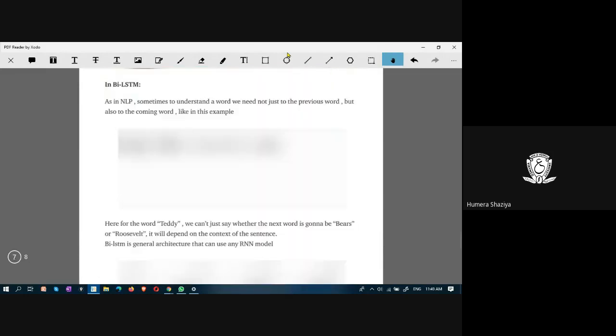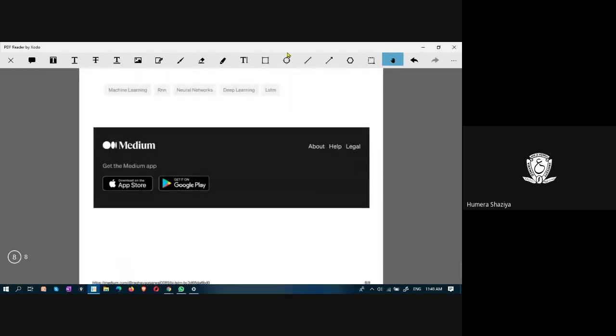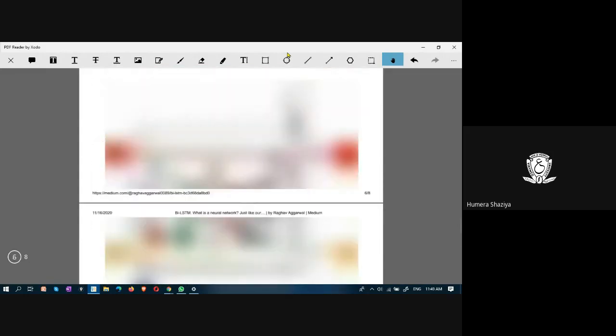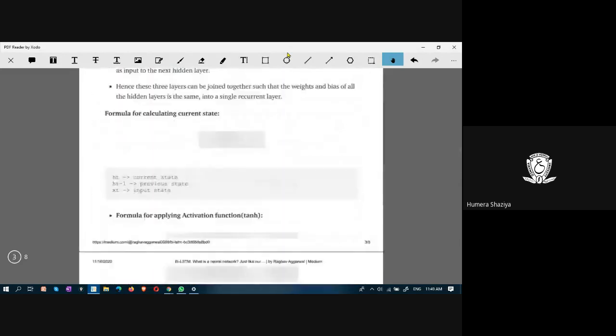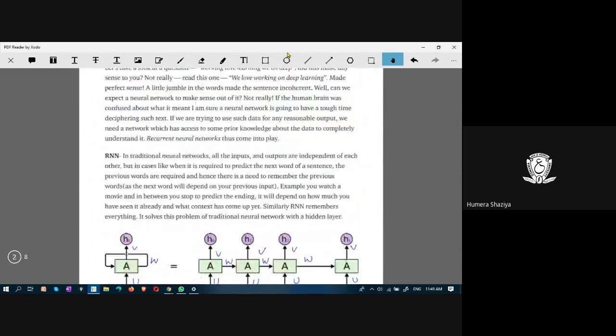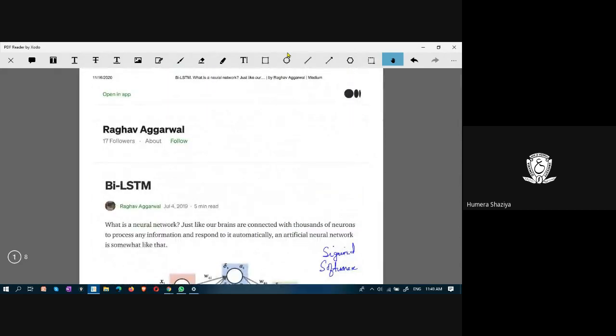Here it is. Let us try to open this again. This is Bi-LSTM. Figures are not saved properly. Actually, I saved this.